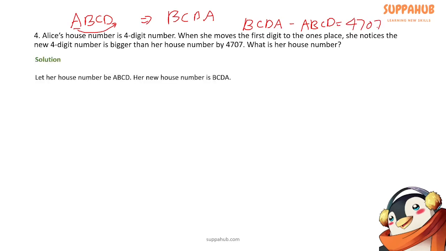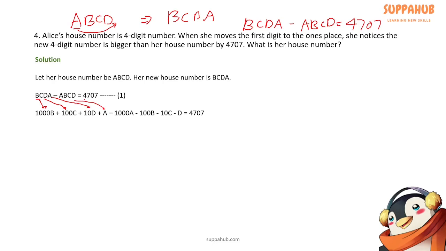As I mentioned, her house number is A, B, C, D, and her new house number will be B, C, D, A. And you have the equation that I wrote earlier, because the new rearranged number is bigger than her house number by 4,707. So if you want to write out the multiplication, B becomes 1000B, C becomes 100C, and D can be represented by 10D, and A is just a single digit. Same with A, B, C, D.